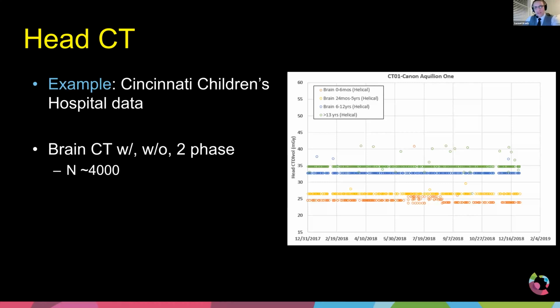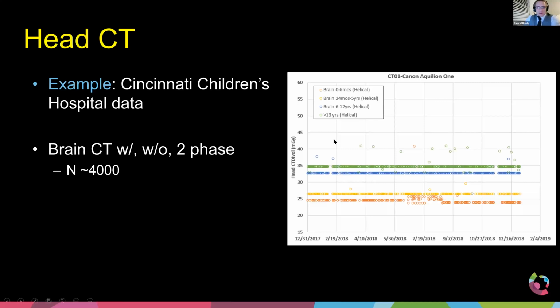So I'm going to give two examples now of how we apply the DRLs to our own personal hospital data and how we can set alert levels so that you, as an optimization team, know where to operate and how to make the biggest impact. The first example, of course, is my data from Cincinnati Children's.